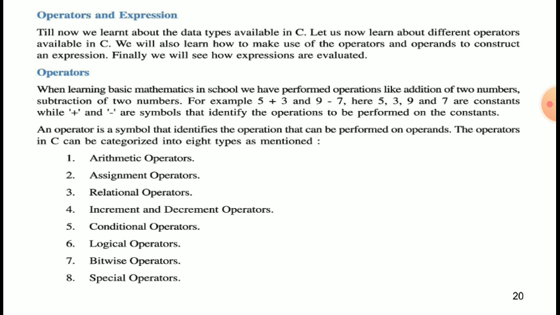So that is an example: 5 plus 6 minus 3. Here 5 plus 6 minus 3 is an expression. Plus and minus are operators, and 5, 6, and 3 are operands. So C language provides 8 types of operators.